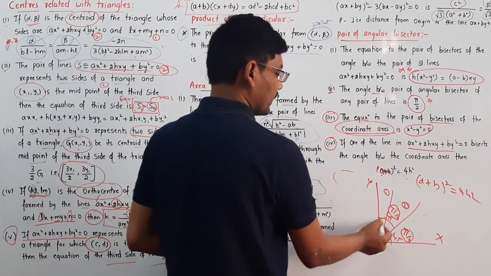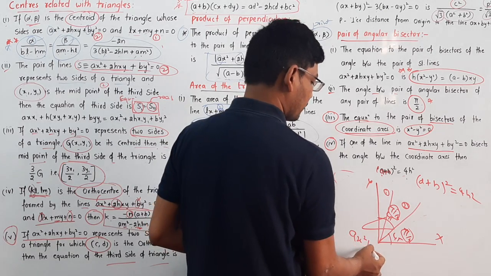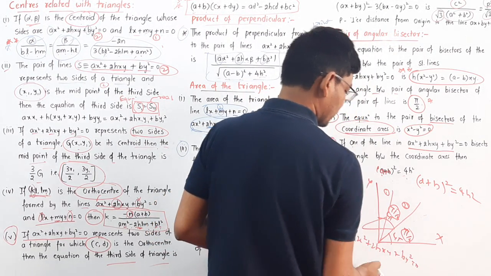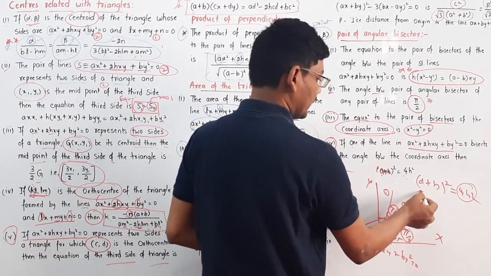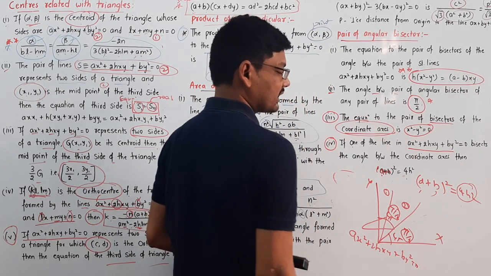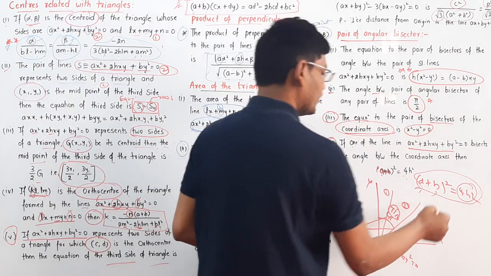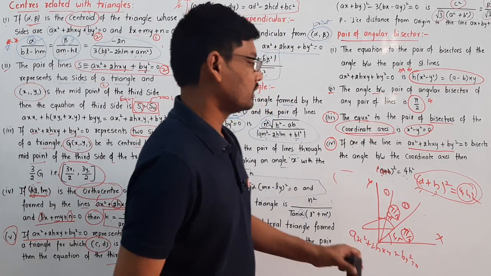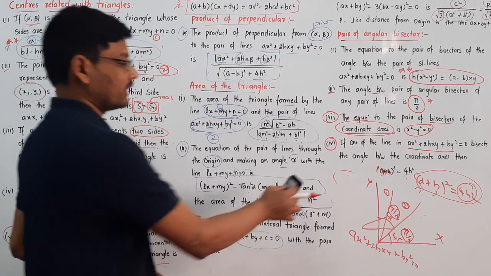Already you know the pair of straight lines equation, that is ax square plus 2hxy plus by square is equal to 0. From this expression you can find the values of h, a and b. You can substitute in this expression and find the angle between these two lines. This is all about this fourth point.